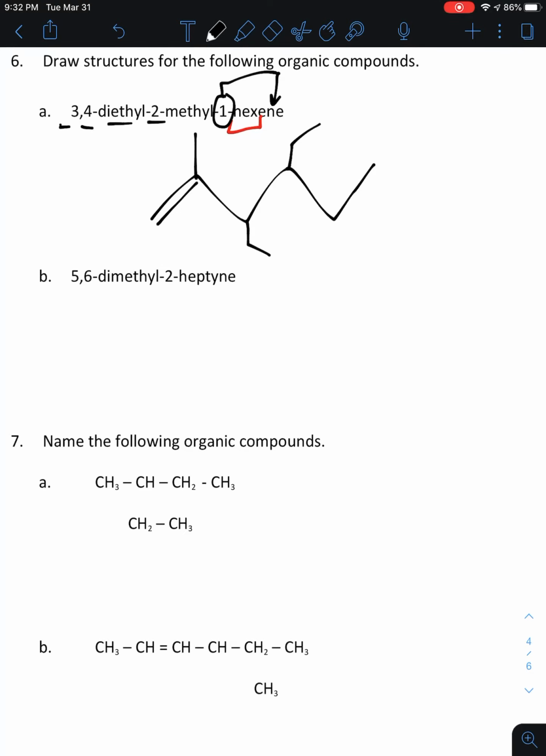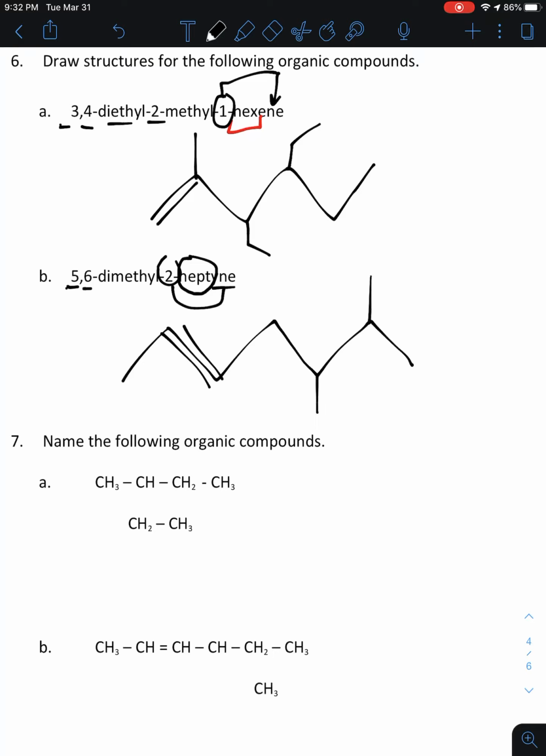Now on to this next one. 1, 2, 3, 4, 5, 6, and 7, and that's because we have hept, and that yne there is going to show up on the second carbon. That's a triple bond. On the fifth and sixth carbons, we're going to have methyls. Like that.